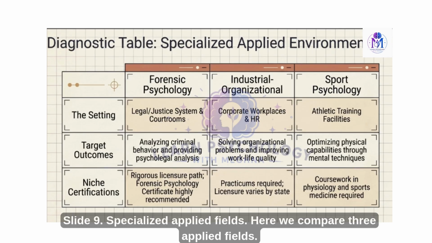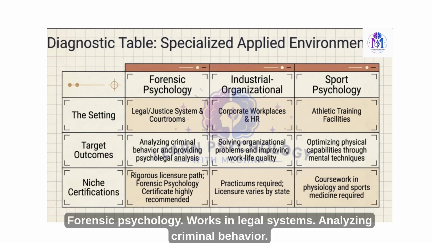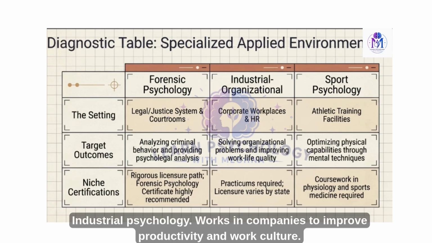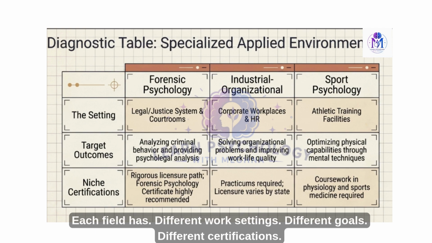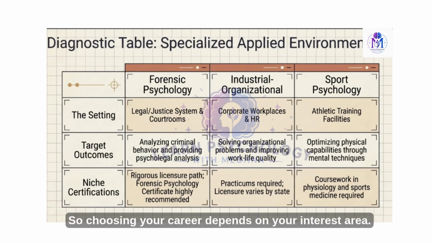Slide 9. Specialized applied fields. Here we compare 3 applied fields. Forensic psychology works in legal systems, analyzing criminal behavior. Industrial psychology works in companies to improve productivity and work culture. Sports psychology helps athletes improve performance mentally. Each field has different work settings, different goals, different certifications, so choosing your career depends on your interest area.